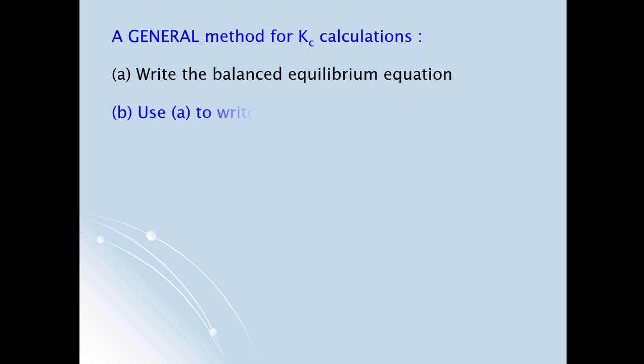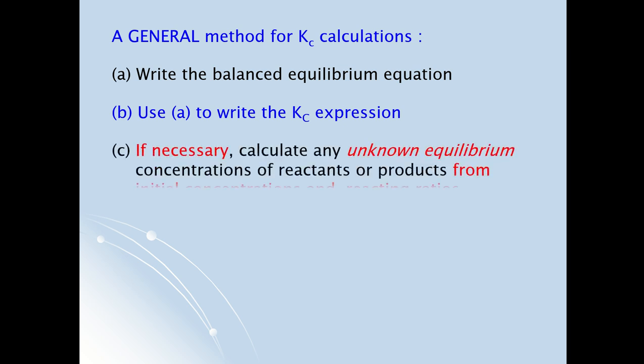Okay, so a general method for working out Kc calculations. Follow this, and hopefully by the time you've done a few Kc calculations, this is pretty much second nature and you just do this automatically. The first thing you have to do is write the balanced symbol equation. You have no choice. Very often in Kc calculations in examination papers, you'll be given that. And you use that then to write the Kc expression as we did in the previous video.